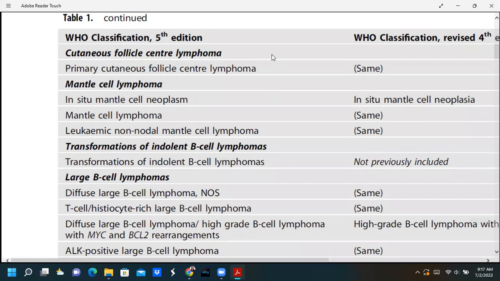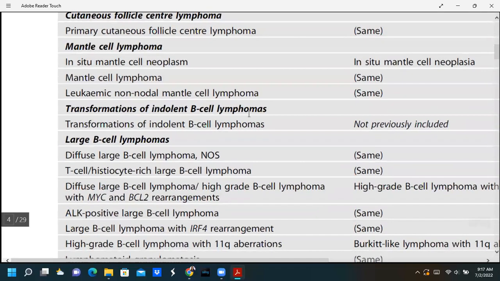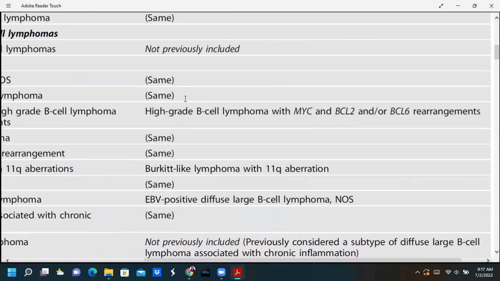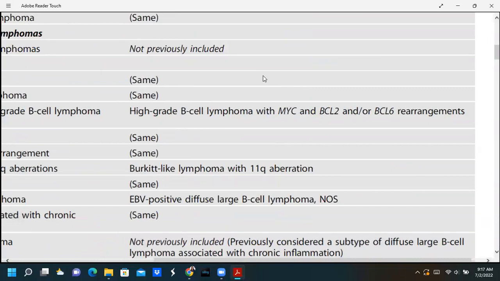And now there is another category, which is called transformations of indolent B-cell lymphomas. And this was not included before. So previously we used to call CLL transformation Richter's transformation. There used to be DLBCL or follicular transformation into large B-cell lymphoma and stuff like that. Now they are all coming into one bracket, that is transformation of indolent B-cell lymphomas. So that's that. Large B-cell lymphoma. So diffuse large B-cell lymphoma and T-cell/histiocyte-rich large B-cell lymphoma are the same. This nomenclature, when they originally made it, was a little confusing. And now they have got away from the complete nomenclature.